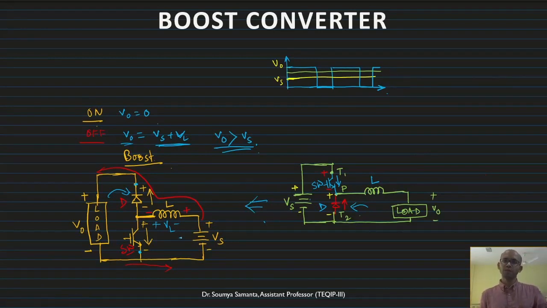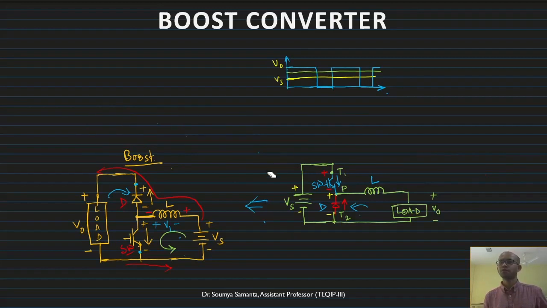So in a boost converter, what happens? First the inductor stores energy, and then this energy, along with this voltage source and this total part, is discharged to the load. That is how we get the voltage more than the source voltage. So this is the basic operation of the boost converter.